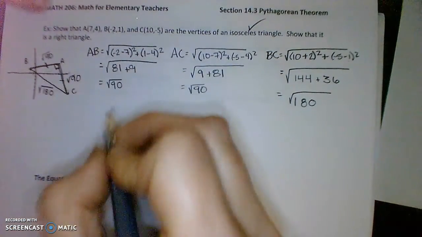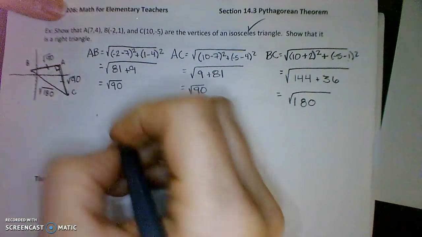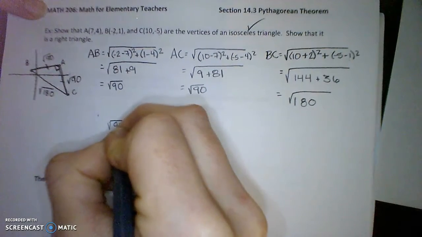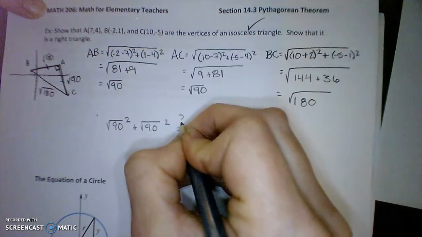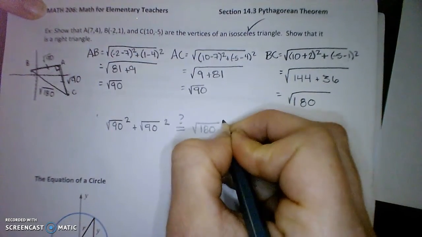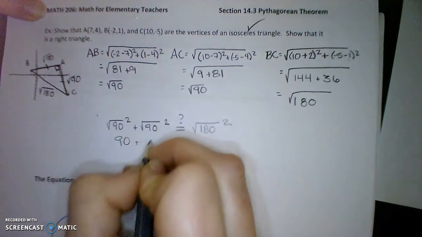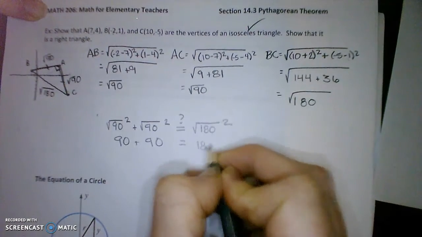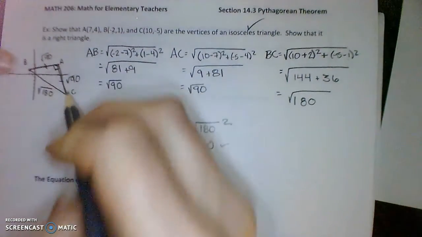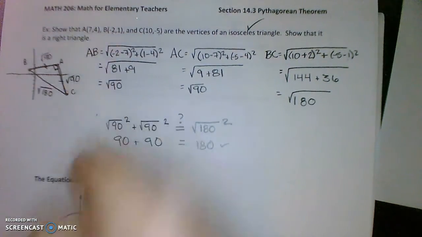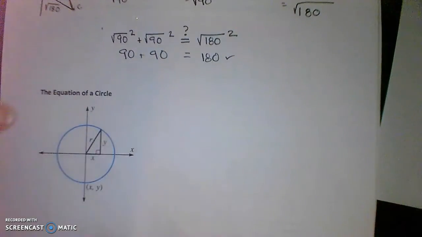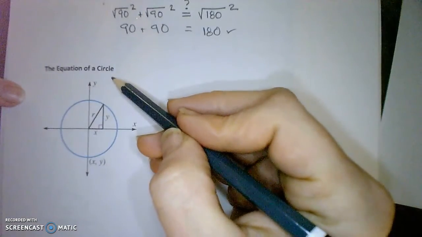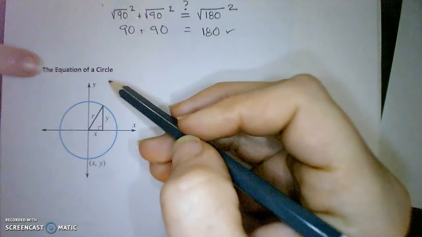All right, so now let's verify the Pythagorean identity, which is the square root of 90 squared plus the square root of 90 squared. Let's see if that's equal to the square root of 180 squared. And indeed, 90 plus 90 does equal 180. So A, B, and C are the vertices of an isosceles right triangle. So again, that was using the distance formula. And there's one more application that we want to talk about, and that is the distance formula gives rise to the equation of a circle.